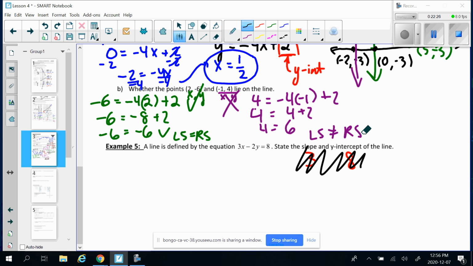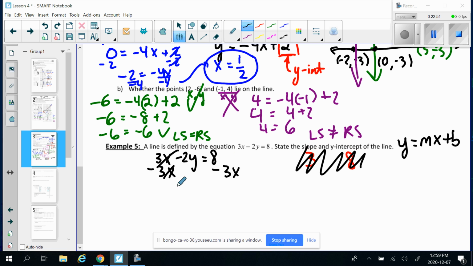What is the problem with that? How come we can't just read directly off the equation? The problem here is that it is not in y equals mx plus b format. Okay, it has to look like this, otherwise we can't tell anything about it. So let's go ahead and rearrange that. So here's where we started. Let's move the 3x to try and isolate for y.